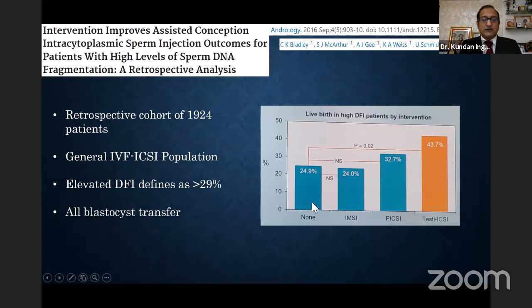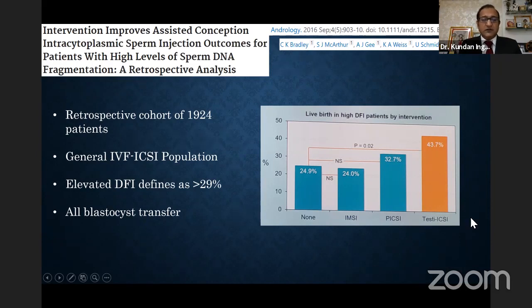And if you look at it, when these groups were compared, there was no significant difference in the live birth rate. Even when PIXI was compared with the control where no technique was used, the pregnancy rates, though slightly higher with PIXI, were non-significant. But when the live birth rate was compared between sperm sourced from testicular biopsy and the conventional method, there was a significant improvement in the live birth rate.